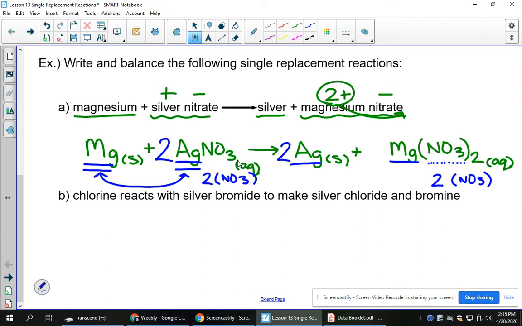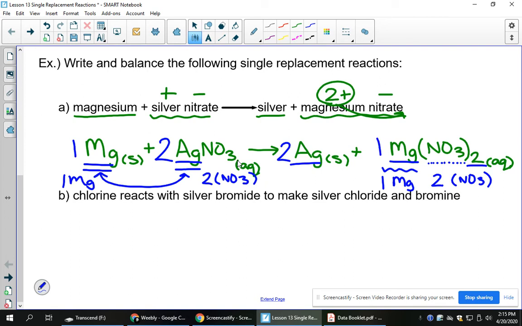The last thing I need to check is, do my magnesiums balance? Well, this 2 only applies to the nitrate. It does not apply to the magnesium. So on this side, I have 1 magnesium. On this side, I need 1 magnesium. So I'll put a 1 in front.